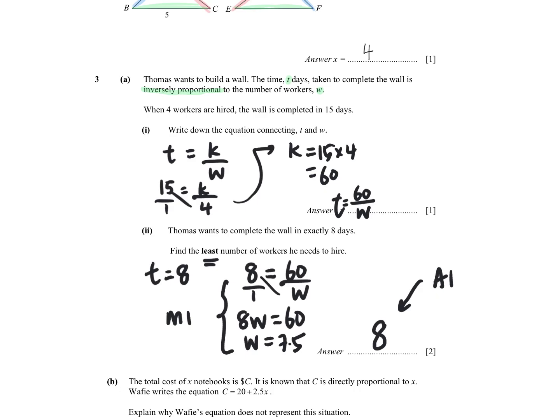Okay? So some of you are a bit wasteful. Instead of writing 60 over W, write 60 over 4. Okay? Then instead of give me 8, you give me 7. So you lose 1 mark here and there.